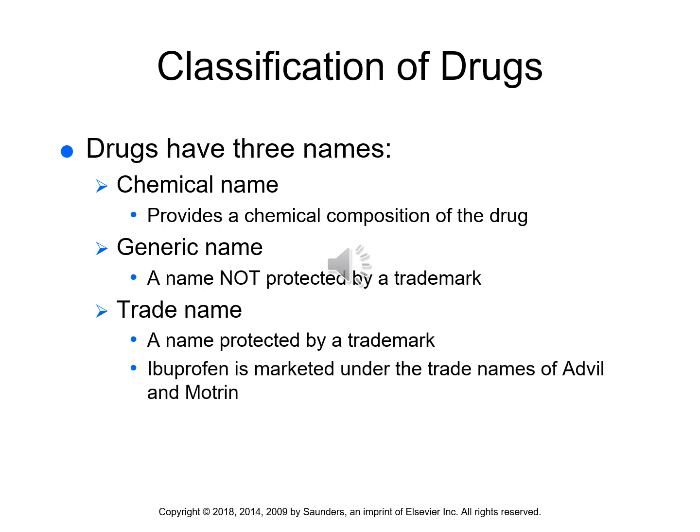For example, your book uses the example of ibuprofen. It's marketed under the trade names of Advil and Motrin. Generic drugs by law should be identical in content to the trade name, but they're just less expensive.